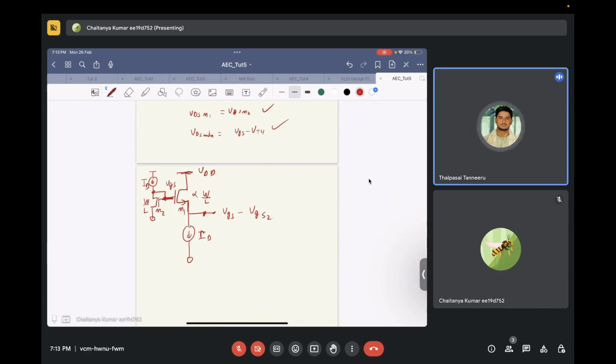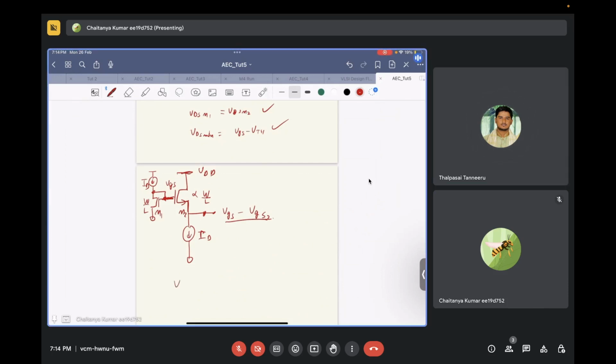Yes, sir. Sorry, this is M1, this is M2. So yes, you have VGS minus VGS2 over here. Yes, sir. For M1 it is VGS. So you will have VGS minus VGS2 over here. What will be the value of VGS2?